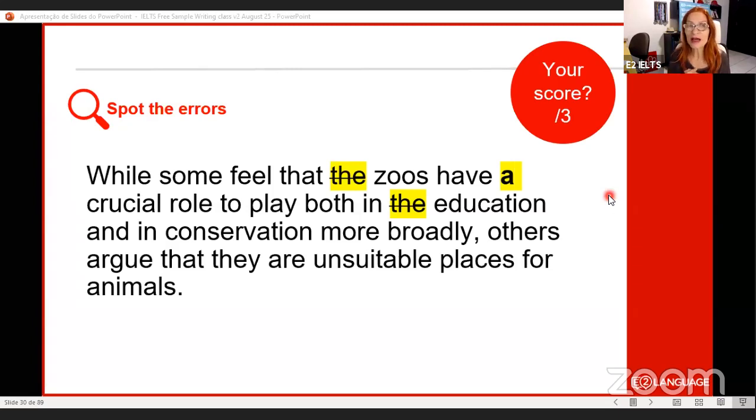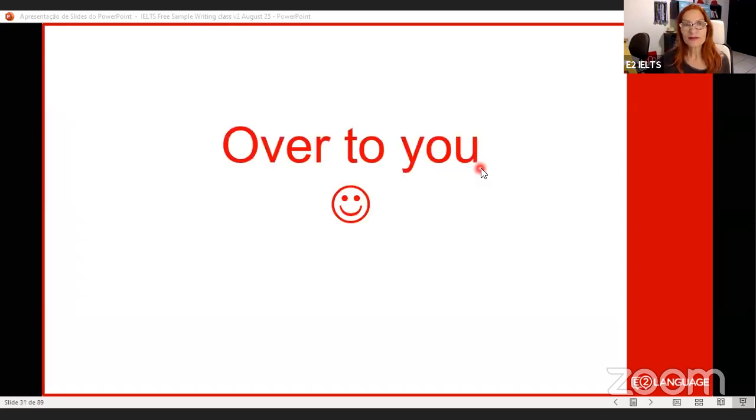So here we're saying that while some feel that zoos have a crucial role to play, it's a general idea, it's not specific. The zoos do not have specifically the crucial role. If I were to say, in my opinion, the crucial role is education. Or if I were to say better, the crucial role of zoos is to educate. That's my opinion. Then I'm making it specific, okay? The fits according to the situation. Excellent. That's it. Perfect.